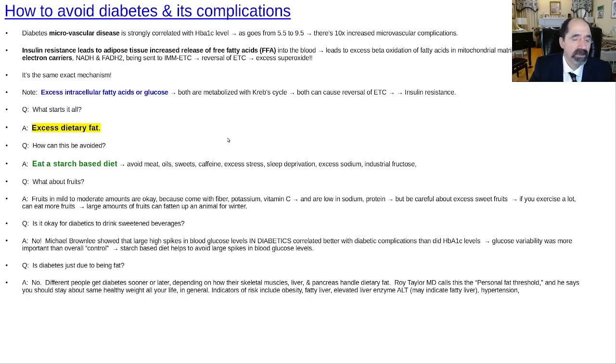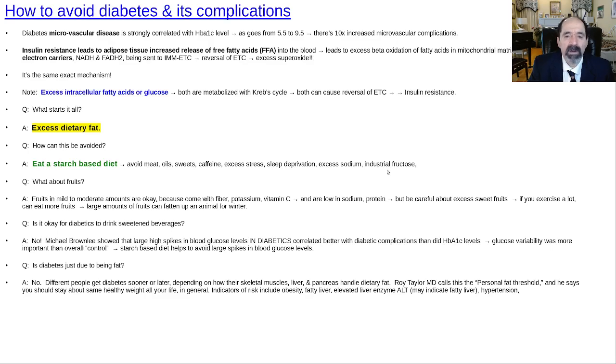We talked about, how do you avoid all this? Minimize your intake of dietary fat. Avoid meat, no oils, not one drop. I recommend avoiding sweets, caffeine, and then watch out for excessive stress and sleep deprivation. Sodium contributes a little bit to insulin resistance. Industrial fructose is bad because, again, it's a little bit like a liquid fat because it comes in as a bolus. The liver makes much of that into fat.